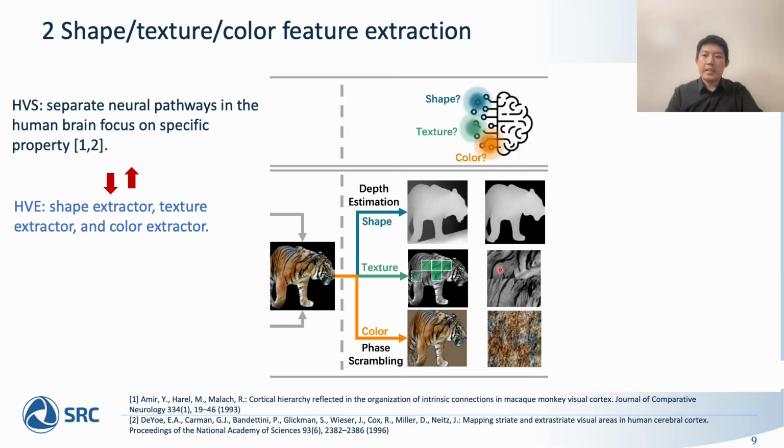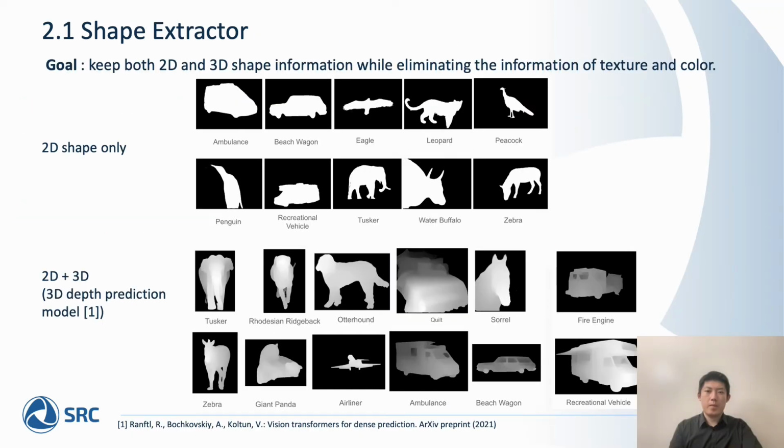Next, we separately design the Shape Extractor, Texture Extractor, and Color Extractor to simulate the separate neural pathways in the human brain, focusing on different properties. For the Shape Extractor, we want to keep both 2D and 3D shape information while eliminating the information of texture and color. This is the result if we only use the 2D information. And this is the result after we add the 3D depth prediction on the 2D shape, we get the 3D representation of the shape, which is a full-field version of shape representation.